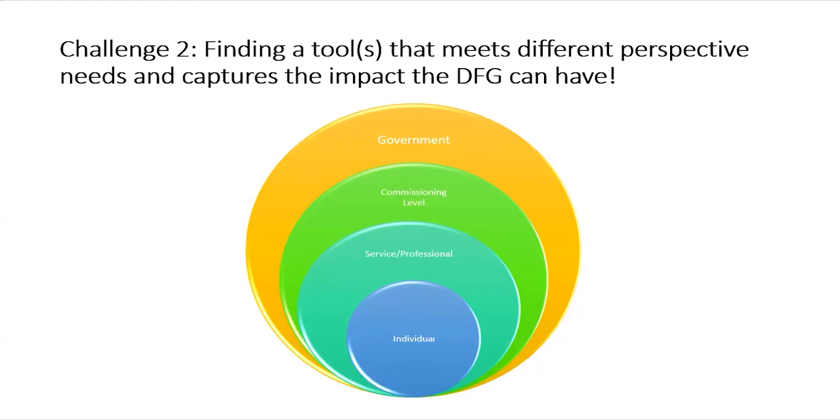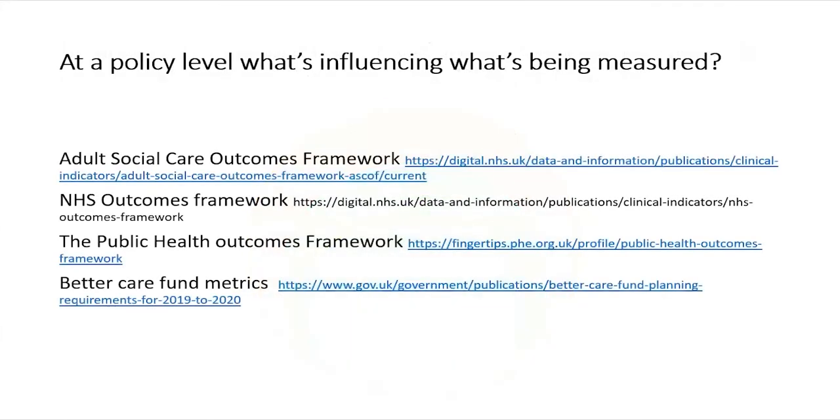Okay, so what I just want to do is take the next few slides to talk about what's happening at that policy level in terms of what is influencing what's being measured. Obviously, if you're a manager and commissioner, you're probably very aware of what's happening at that policy level. At practitioner level, I think it's always worthwhile knowing what is driving managers and commissioners in terms of what outcomes they're interested in, and what they're expecting to report on. So what I'm trying to argue is that policy level really influences what commissioners and managers are being asked to measure.